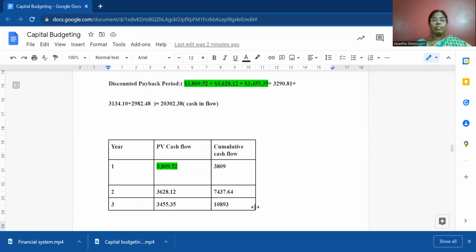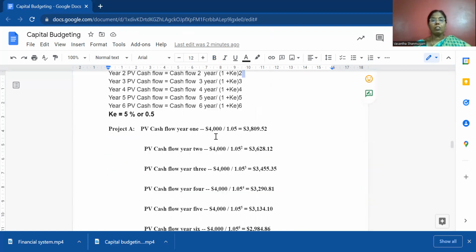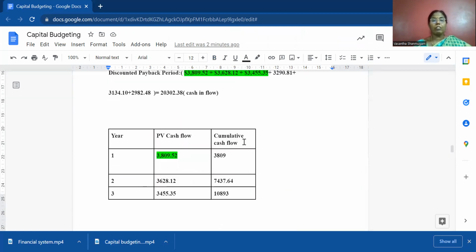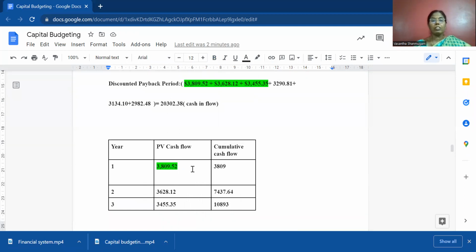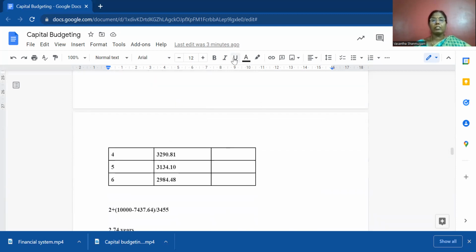The next thing is the discounted cash flow. Here you can see, calculate all the values, then first year, second year, third year. Then you can calculate the cumulative and find out the remaining things. So this is about the payback period.